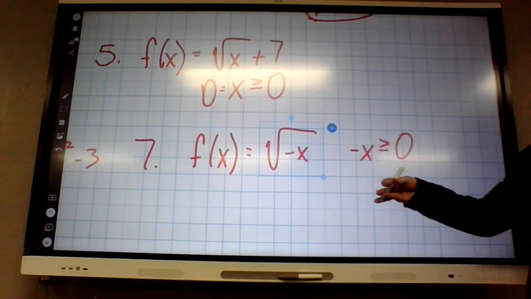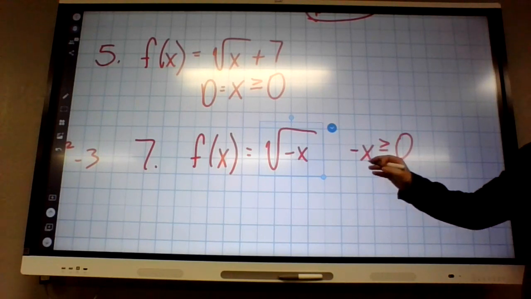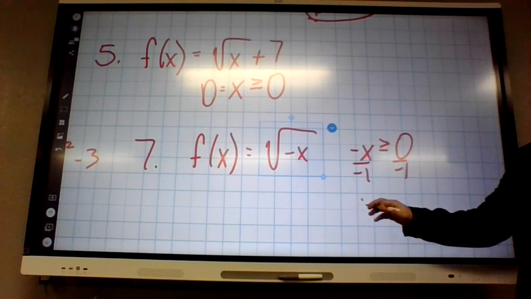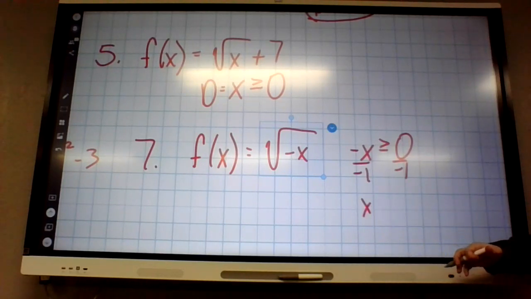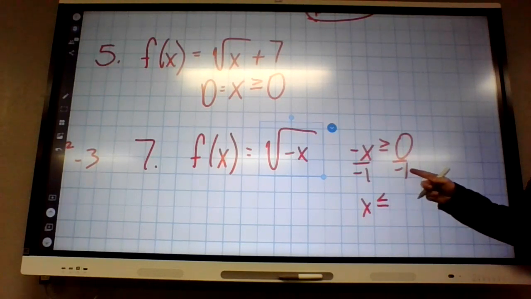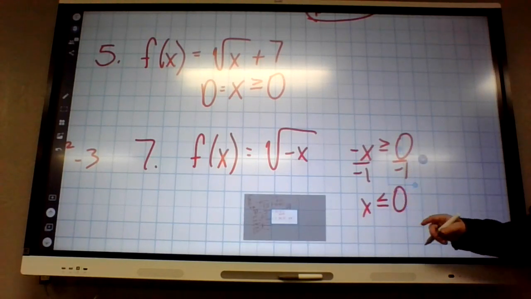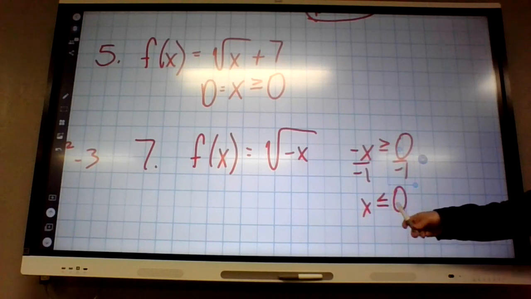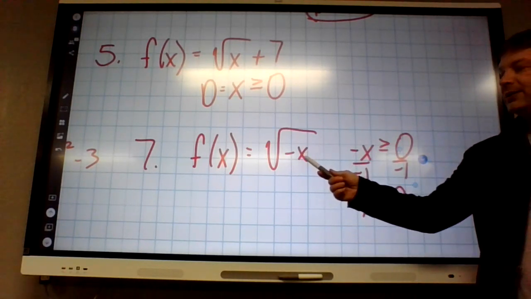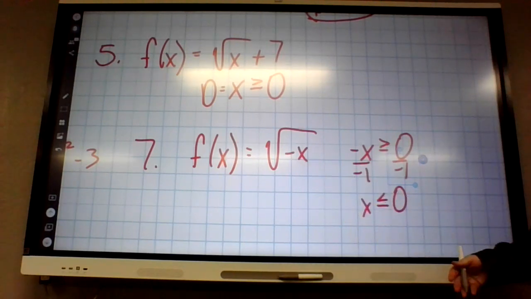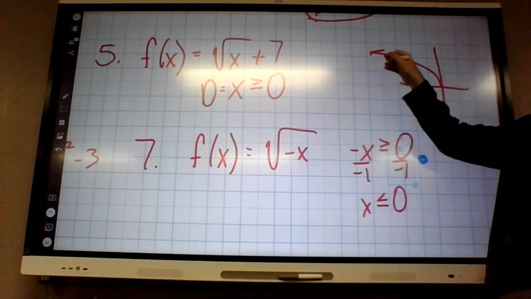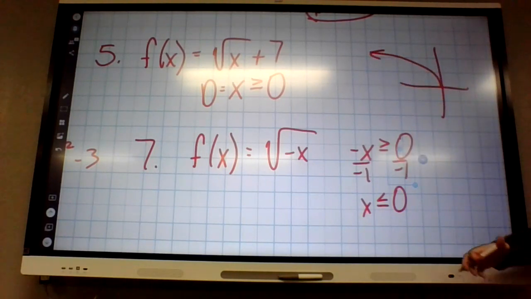Okay, how do I solve this for x? Divide by negative 1. What happens in an inequality when you divide by a negative? The inequality switches. 0 divided by a negative 1, still 0. So the only thing that works are numbers less than or equal to 0. So in other words, 0 and all the negatives would work on this one. Because, yes, this is a horizontal flip, that means it would be going backwards, that's why.